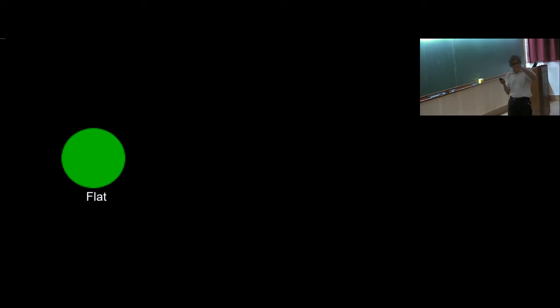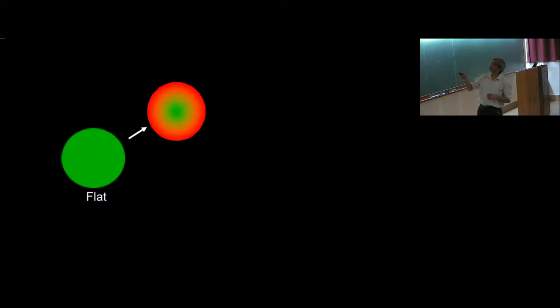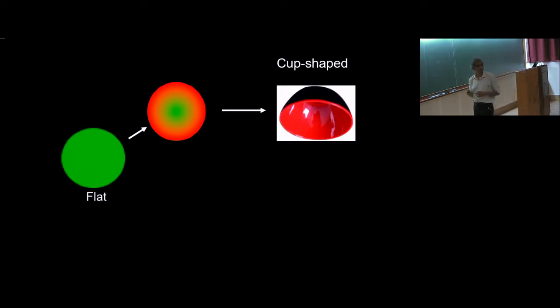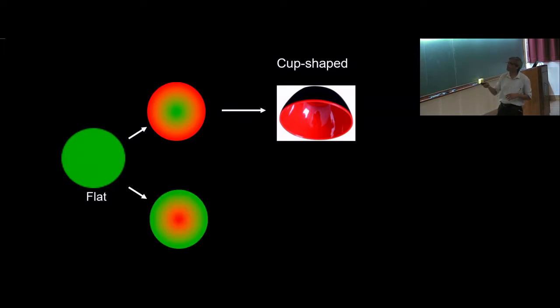But if you apply constraint in that uniformity, for example, if you apply constraint in growth in the periphery and not in the center, then the center will grow more, and then it will lose its flatness, and finally it will become a cup-shaped structure. And we have real-life instances. This is not flat anymore. You can have the other possibility. For example, you can apply constraint in the center, and then the periphery continues to grow.